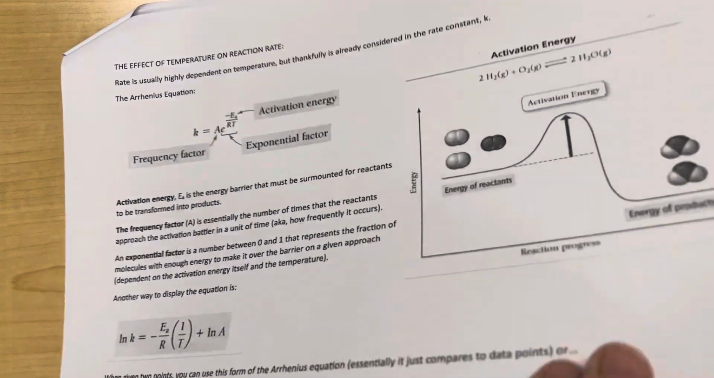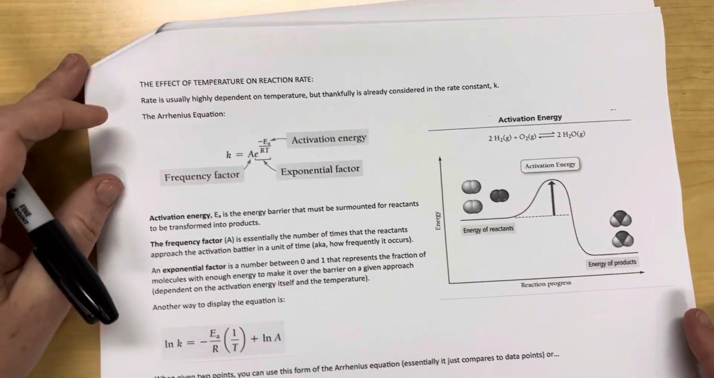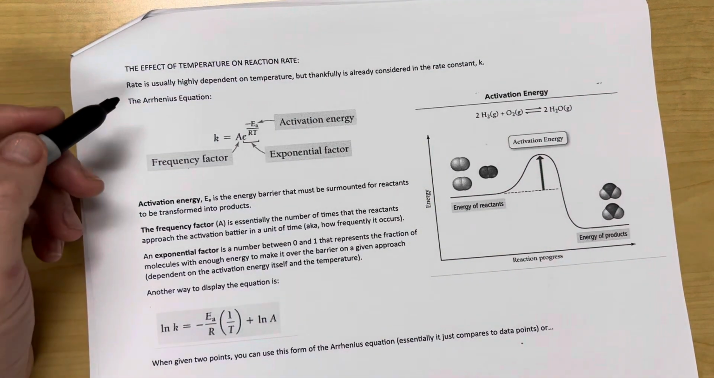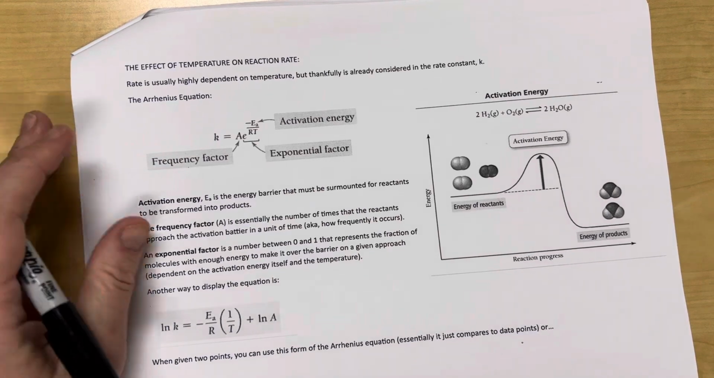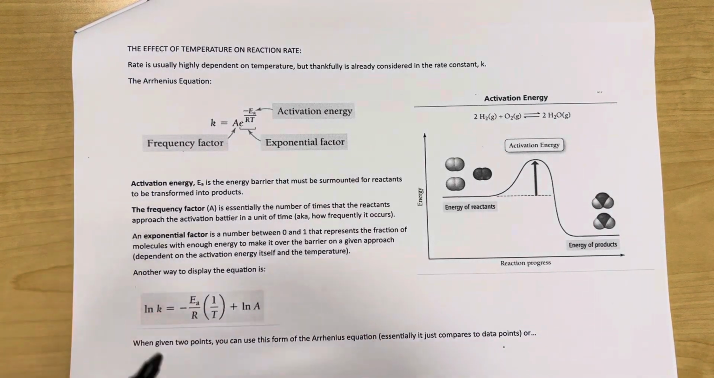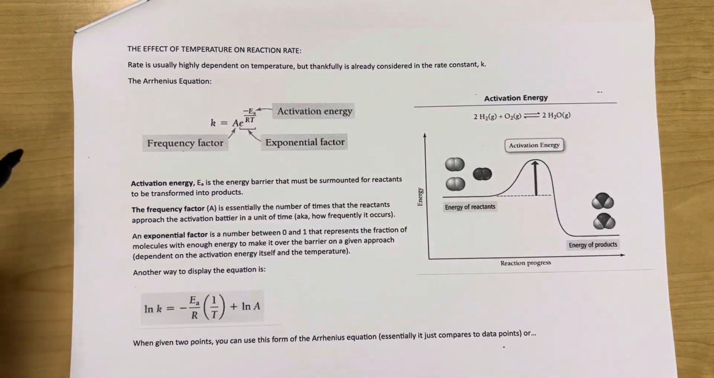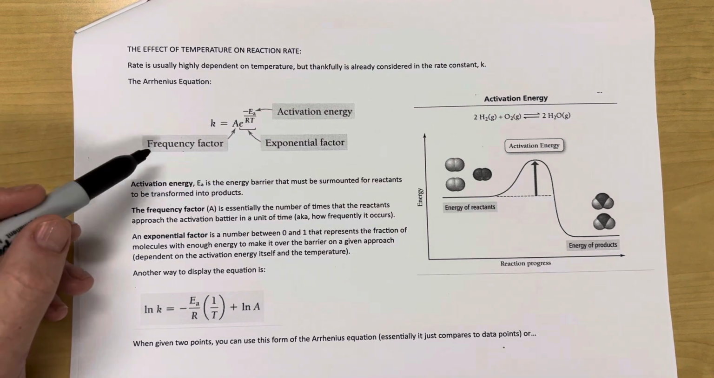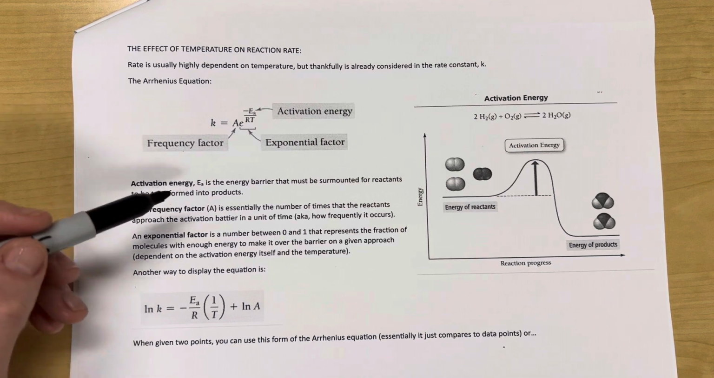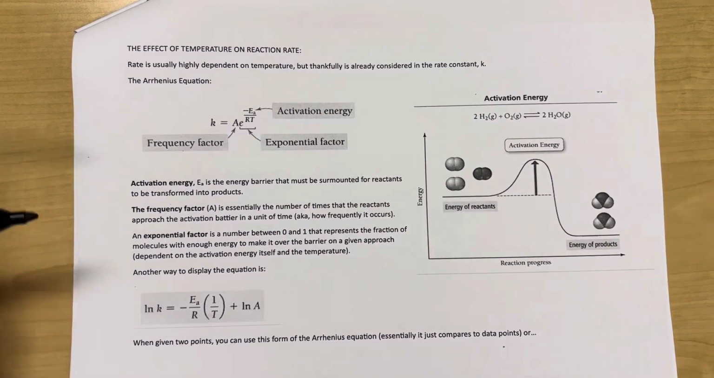All right, the effect of temperature on reactions and the rate at which they occur. So, rate is highly dependent on temperature. Generally, that's because temperature is indicative that heat has been added, and heat helps break bonds. Not always, but usually. And the person who figured this out was Svante Arrhenius.